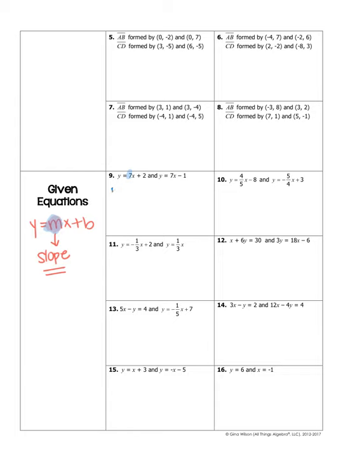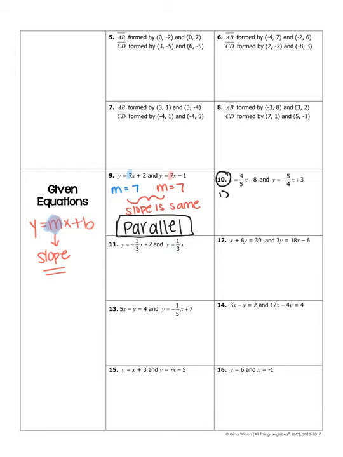So the slope of this first line is 7, and the slope of the second line is also 7 because that number in front of both those x's is 7. So you can see here that the slope is the same. So that tells us our lines have to be parallel. Not as much work in these. It's kind of nice, huh? So these are parallel. All right, go ahead and try number 10 on your own.